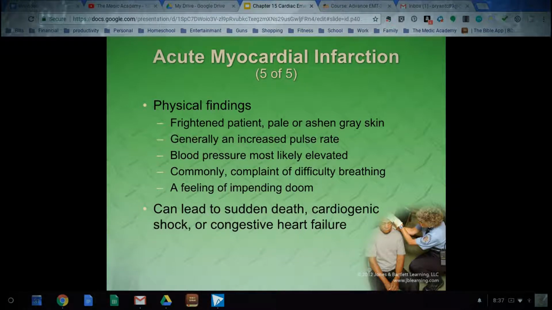But they do have a common complaint of difficulty breathing and a feeling of impending doom, meaning that, oh, help me, I'm going to die. And that's a very bad sign in a patient. Now, this AMI can lead to sudden cardiac arrest, cardiogenic shock, or congestive heart failure.